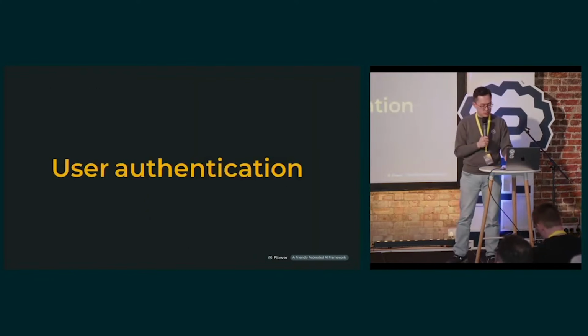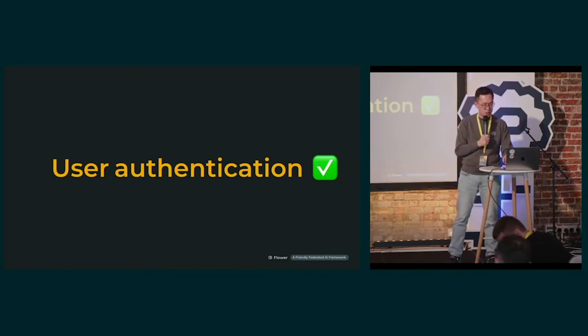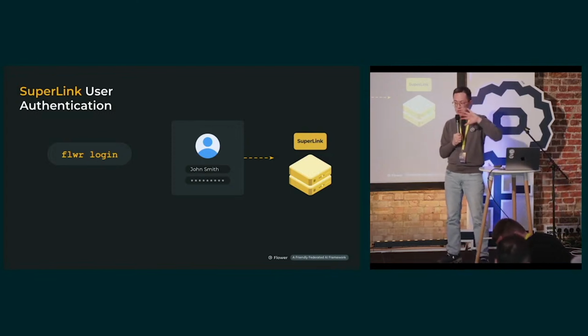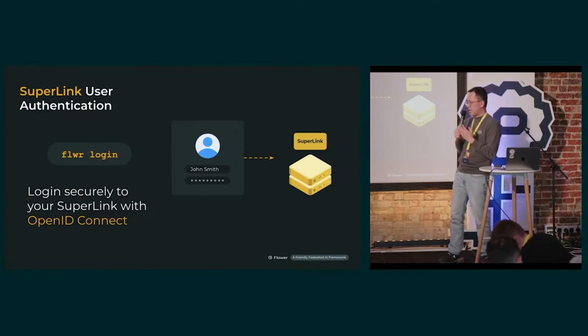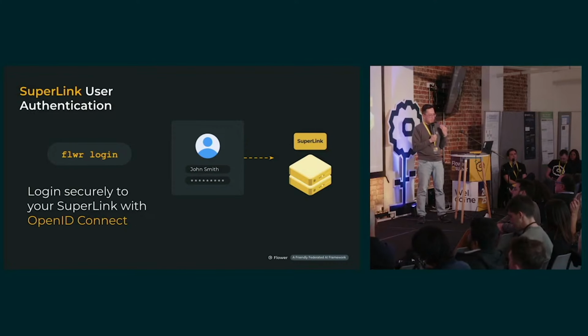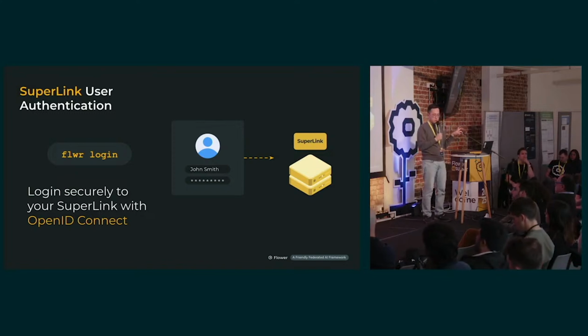User authentication? Yes. So we now have user authentication as well. And what this means is we have a new CLI command. In addition to the 5 I've shown earlier, you now have flwr login. For a given user, you'll be given appropriate credentials. You can log in securely to the superlink over the OpenID Connect protocol, and then you can execute your command with the superlink. So for superlink administrators, this means you can actually have proper control over who executes the Flower workloads on the superlink.